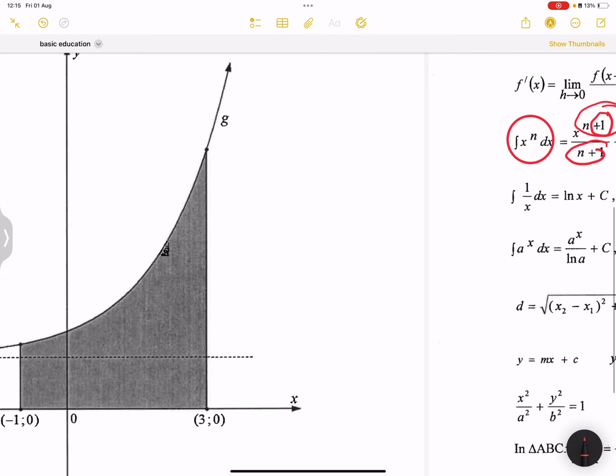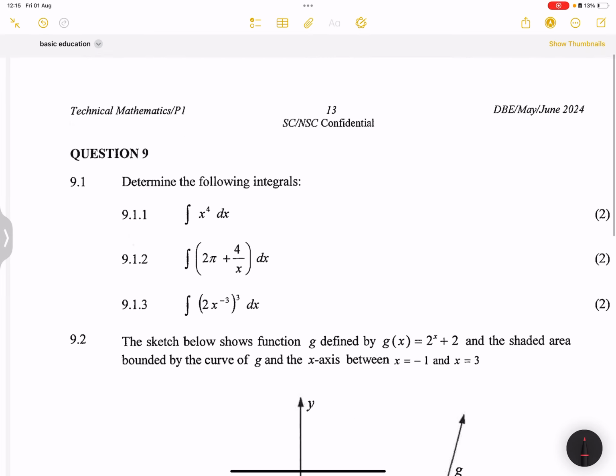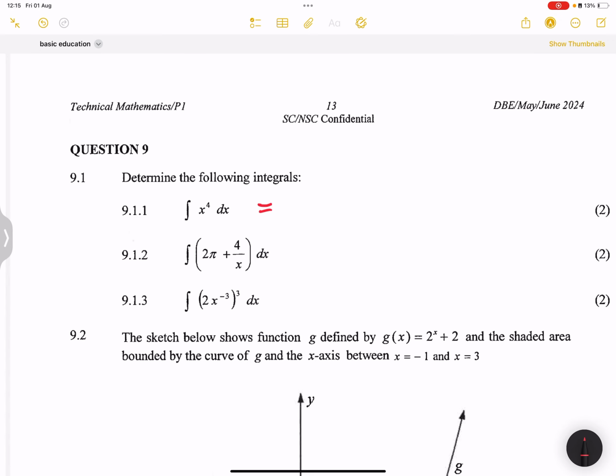So let's go back to it. I've got x to the exponent of 4. I said to you, all I need to do is add 1, so that's 4 plus 1. That will give me 5, but I divide by the new exponent, so this is divided by 5. And remember, we say plus c. So that is the answer or the solution to that. That is how you would give your expression.